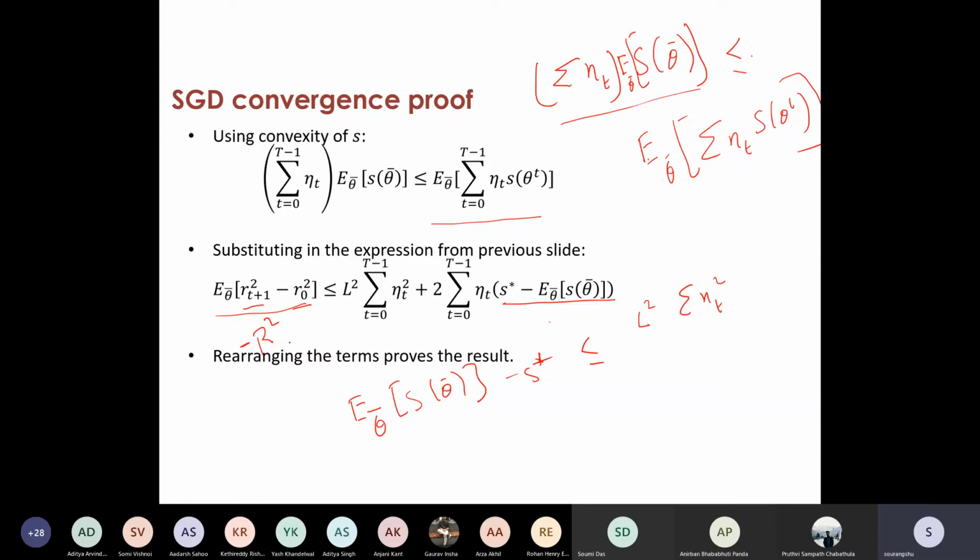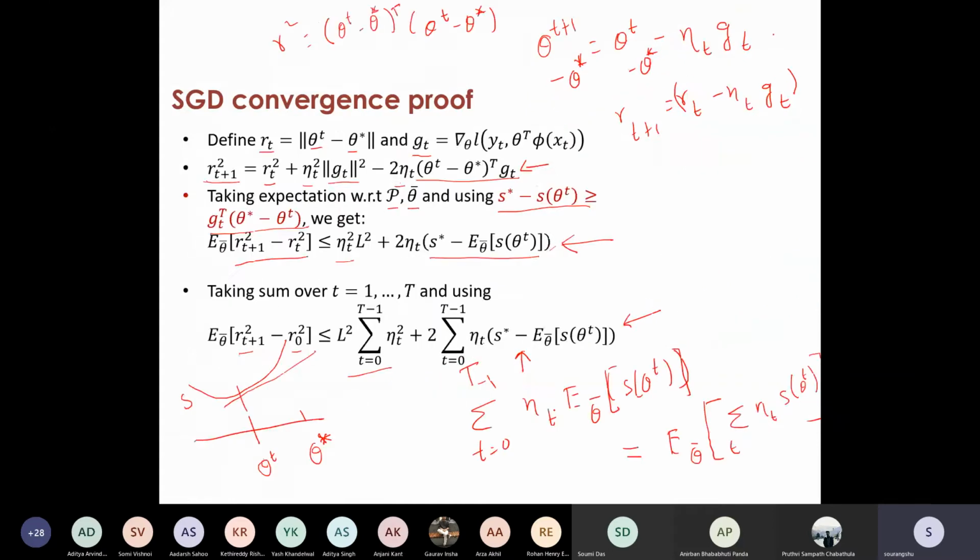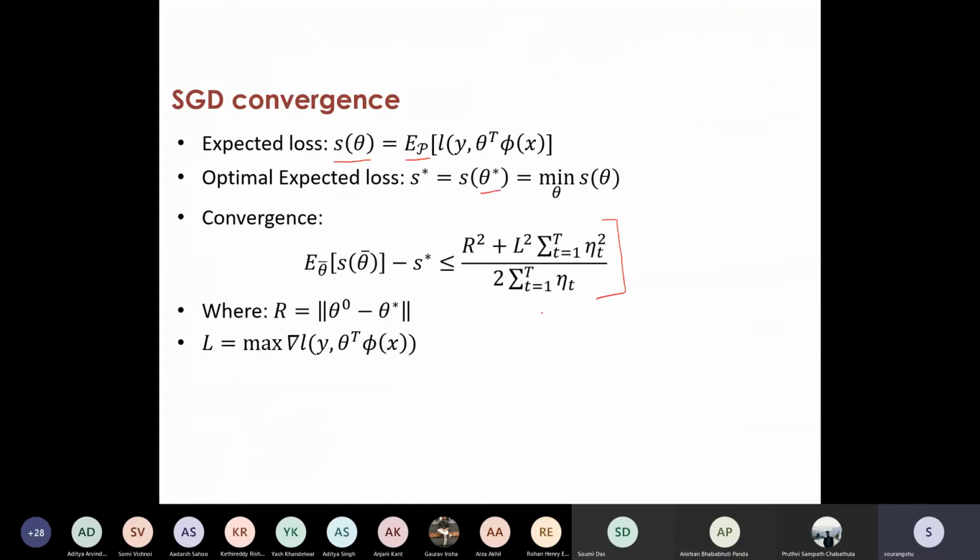And then we bring R square to this side, and then there is this product over summation over eta t. So we divide by summation over eta t. If you see, this is the identity that we discussed.